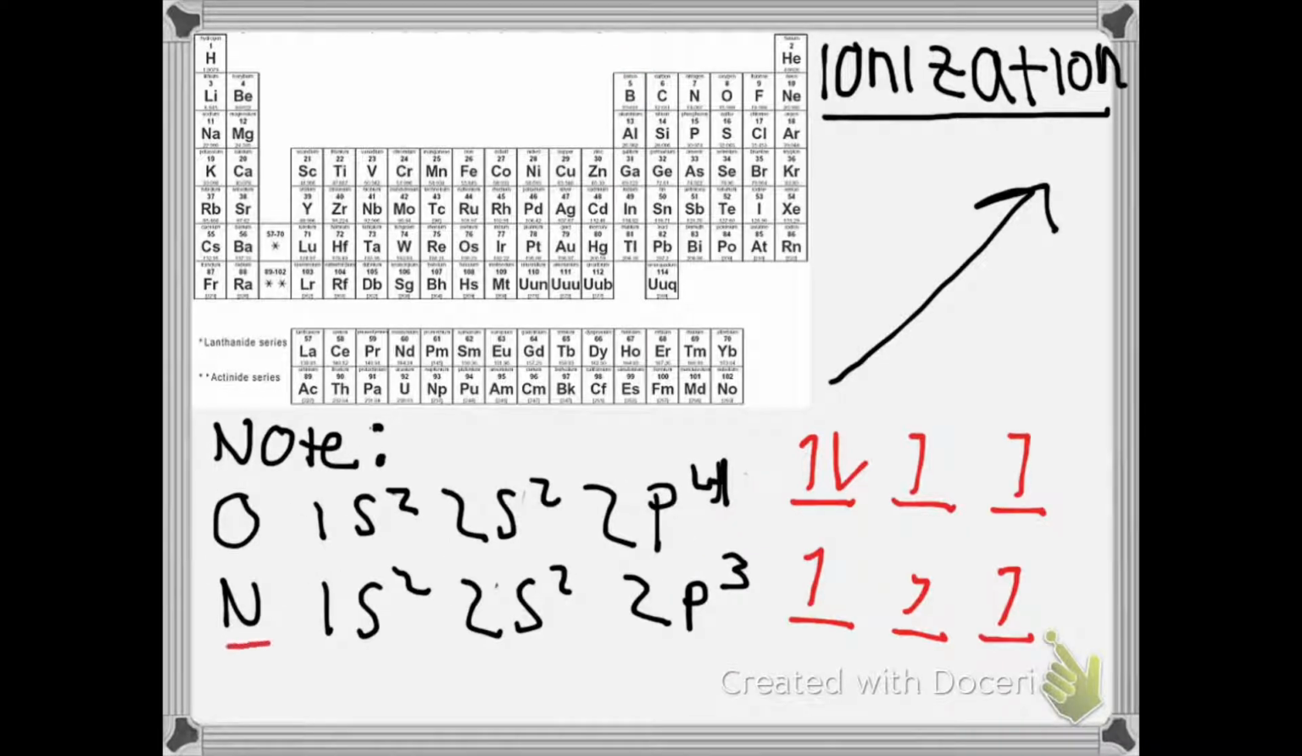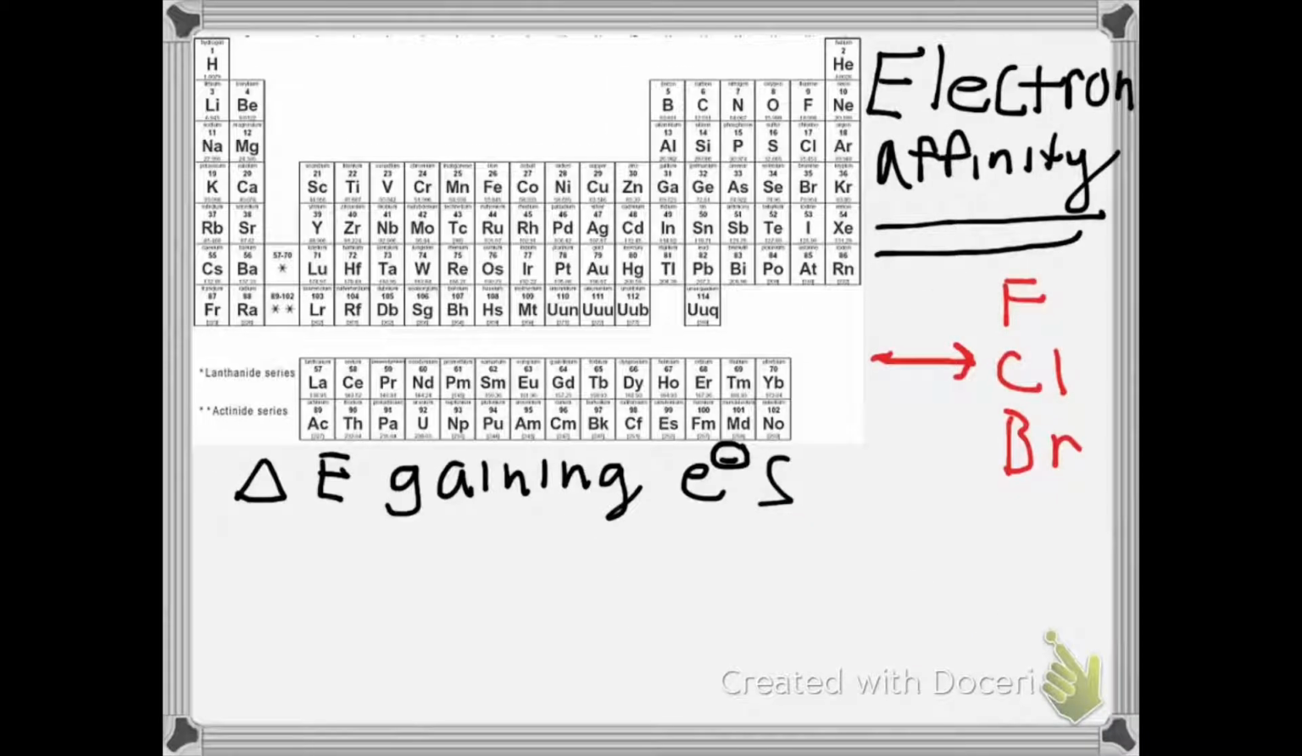Nitrogen has its p shell half full and is better off than oxygen, because oxygen actually wants to lose this electron right here. Because electrons repel each other, and since it's paired in the same orbital, it creates tension within that orbital. Next, we're going to go over electron affinity, which is pretty much the opposite of ionization.